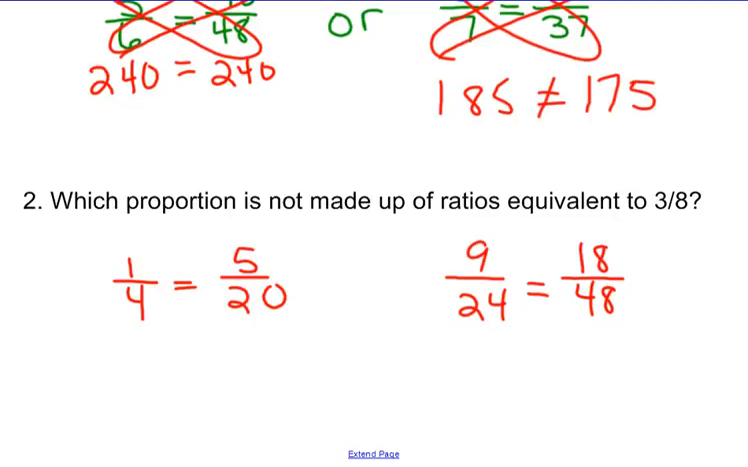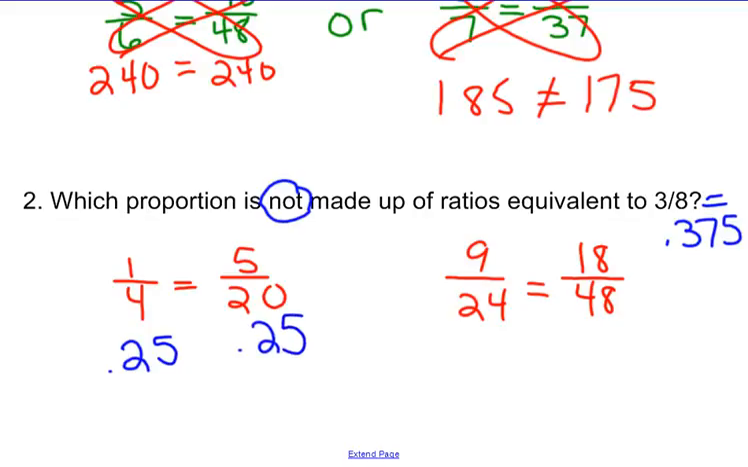Okay, our second question asks, which proportion is not made up of ratios equivalent to 3/8? Here's our not. We have to be careful here. So the easiest way, I think, for this one is to turn them all into decimals. 3/8 is equal to 0.375 if we divide 3 divided by 8. If I look at 1 divided by 4, it's going to be 0.25. And 5 divided by 20 is going to be 0.25. These 0.25 are not equivalent to 0.375. So these are not equivalent to 3/8.